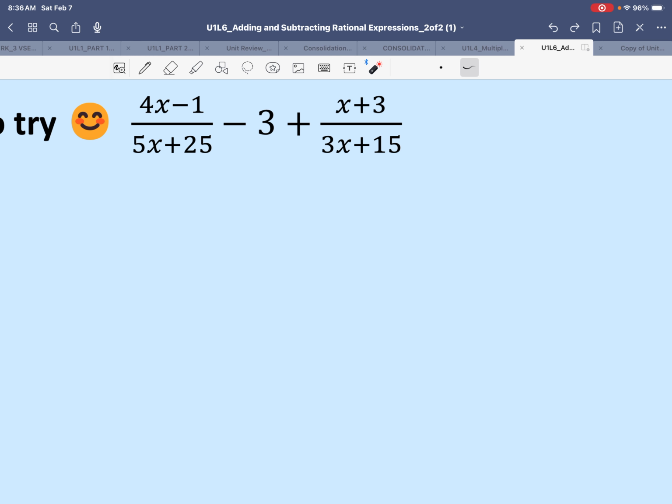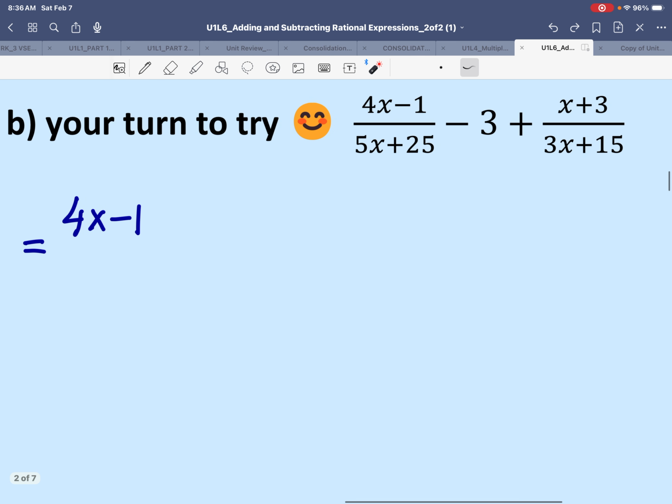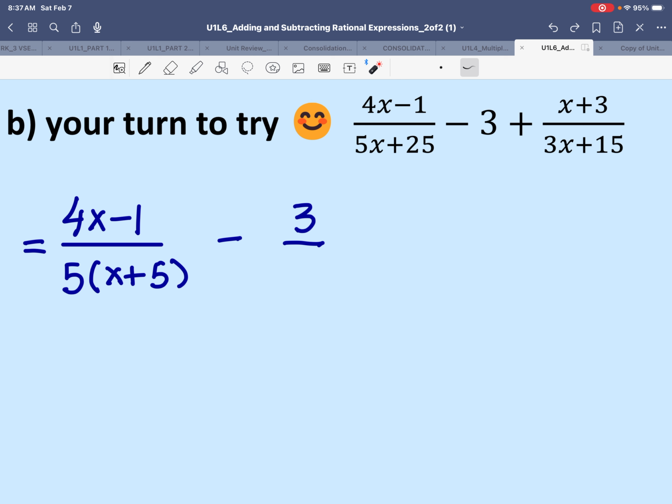So we're going to start off with, first of all, 4x minus 1 over 5x plus 25. Oops, sorry. So this would be equal to 4x minus 1 over 5 times x plus 5 in factored form. And then we have minus 3. 3 has no denominator, but we're going to make the denominator visible by simply writing 1. 3 over 1 is still equal to 3. And then plus x plus 3 divided by 3x plus 5.